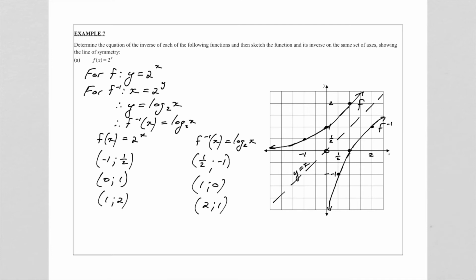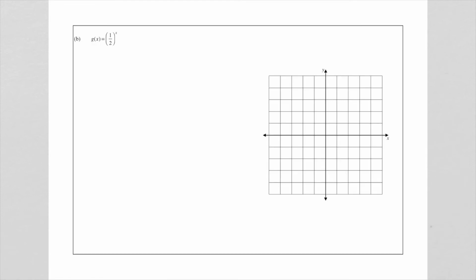Let's look at B. In this question, they ask us again that we need to find the inverse of this one, and you can see this is still an exponential function, but the base is now between 0 and 1, so that means this exponential function is decreasing. So let's just find the inverse first before we're going to sketch the function as well as the inverse as well as the line of symmetry.